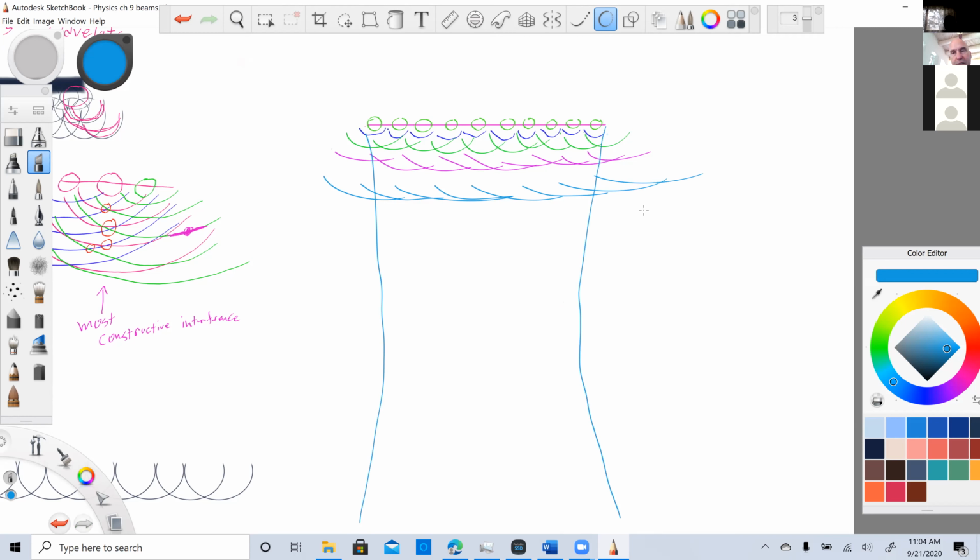Where there is sound outside of the beam, it's really inconvenient for us. It causes a whole lot of problems. Outside the beam, there is some constructive interference, but not a lot. Whereas inside the beam, constructive, constructive, constructive interference every time these cross over.